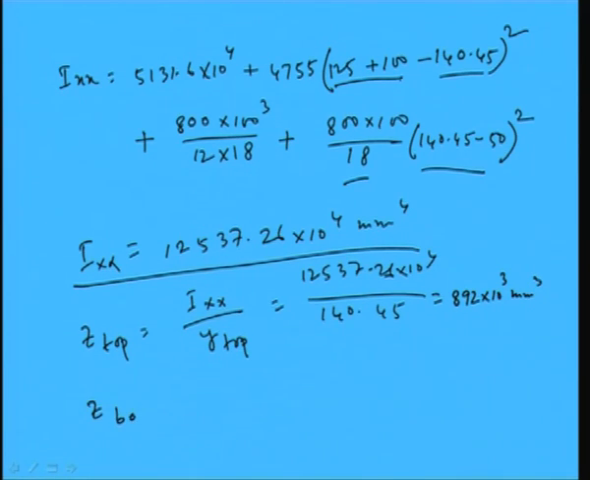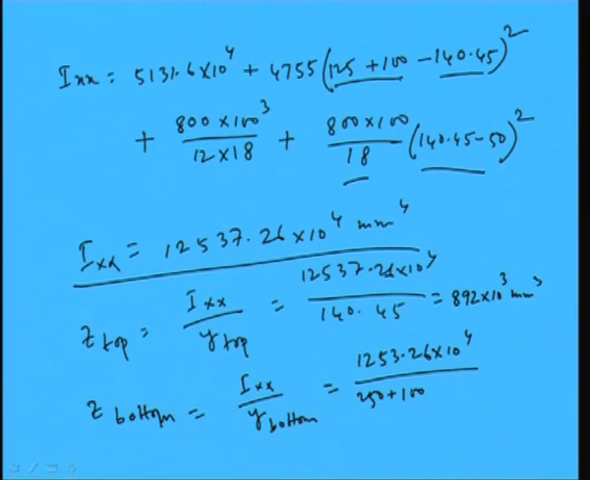Similarly, Z bottom will become Ixx by y bottom. If we put those values, Ixx is 12537.26 into 10 to the 4 by y bottom. Y bottom will become 250 plus 100, the total depth, minus 140.45, that is the neutral axis depth from top. So, the distance will become this one. If we calculate this value, Z bottom will become 598.294 into 10 cube millimeter cube.